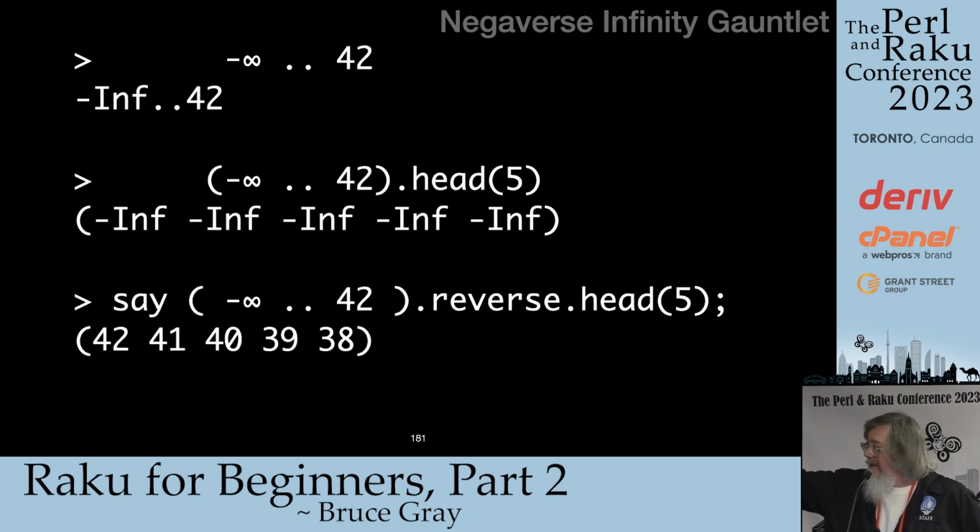If I say negative infinity, yes, we have that too. You can say capital I, lowercase nf, or you can use the cool infinity symbol from Unicode. We have negative infinity to 42. And I ask, what is it? Or just put it in the REPL. It says it's negative infinity to 42. There's nothing magic about that. And it obeys math. If I ask for the first 5 elements of this, they're all negative infinity because negative infinity plus 1 is still negative infinity.